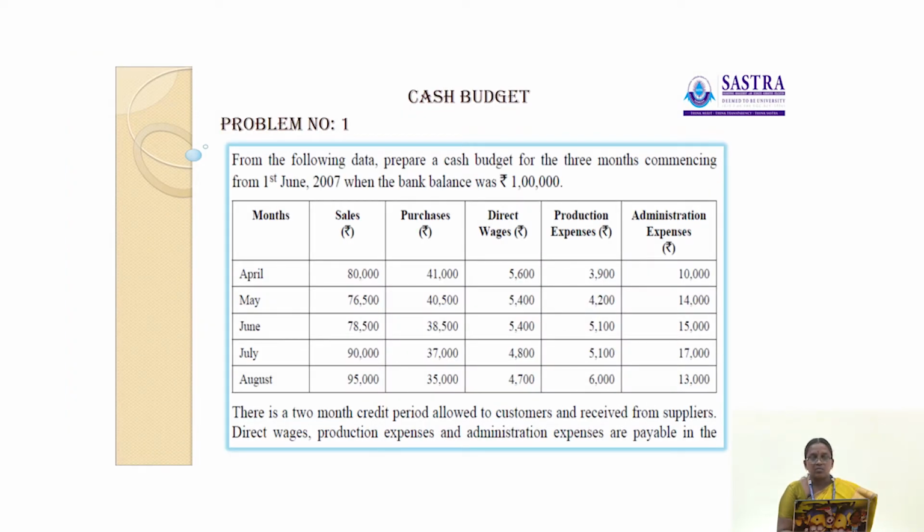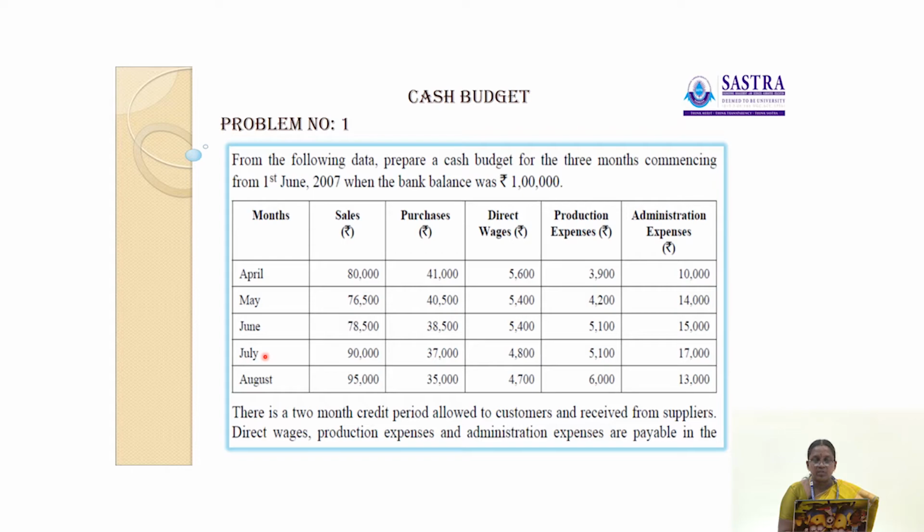Now, we are going to see how to prepare the cash budget. From the following data, prepare a cash budget for the 3 months commencing from 1st June 2007, when the bank balance was rupees 1 lakh. So we have to prepare the cash budget for 3 months, commencing from 1st June 2007. The bank balance given is the opening balance of rupees 1 lakh in the month of June.